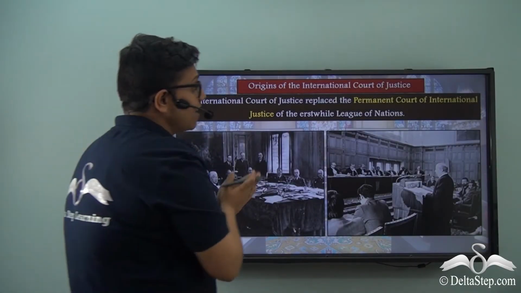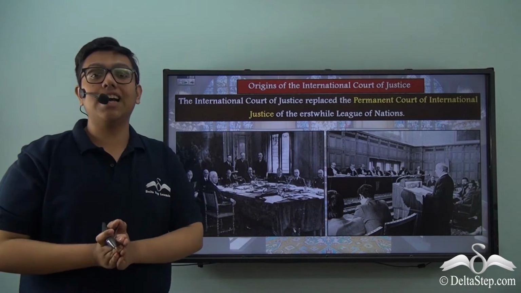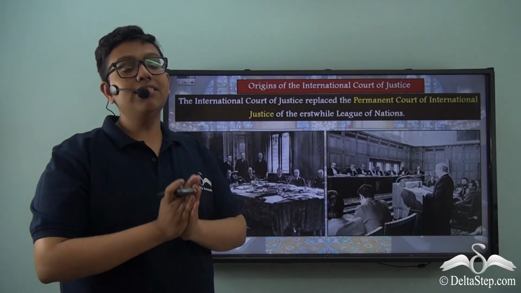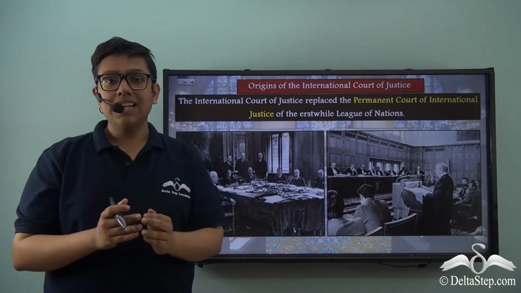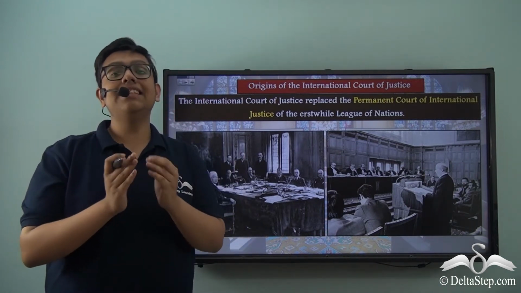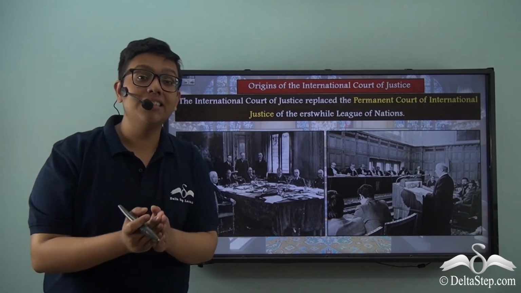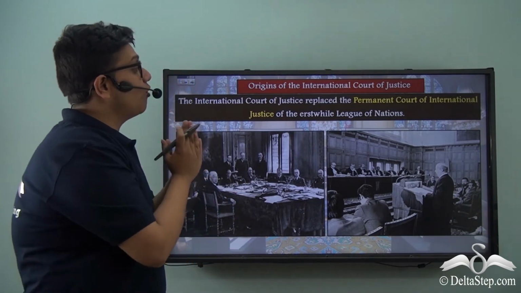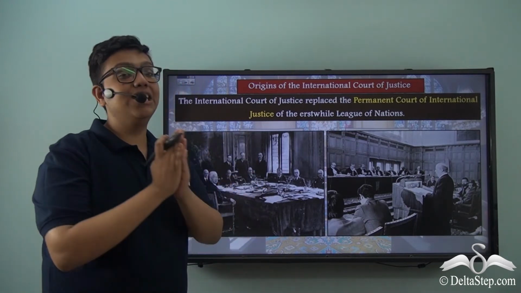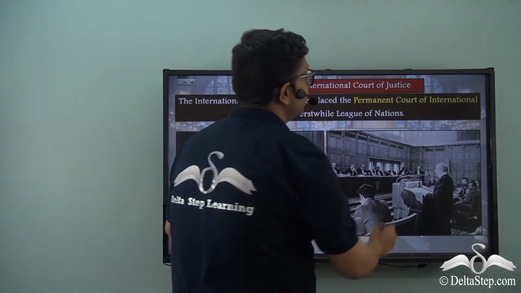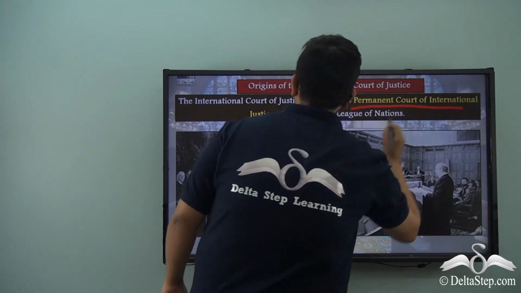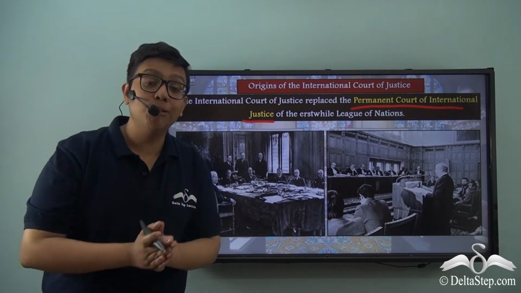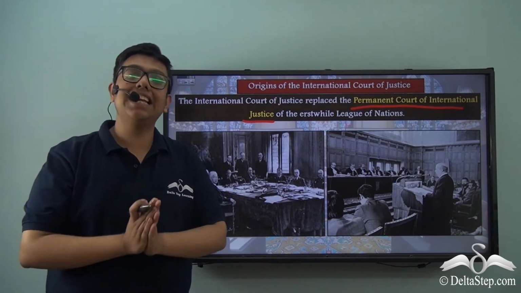But is the International Court of Justice the first of its kind? Is it the first international court? Well, the United Nations succeeded the League of Nations. And similarly, the ICJ, which is the judicial organ of the United Nations, also succeeded the judicial organ of the erstwhile League of Nations, which was named the Permanent Court of International Justice, which had been active since the year 1922 from the Peace Palace at The Hague in Netherlands.